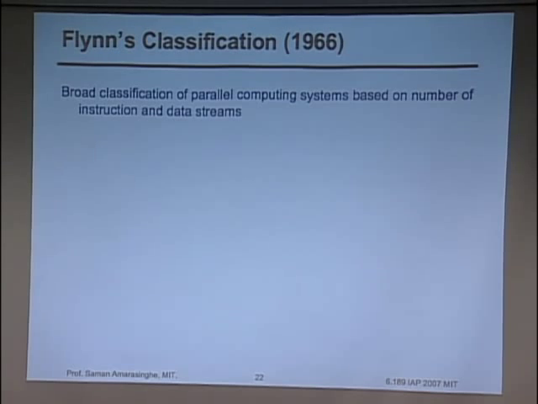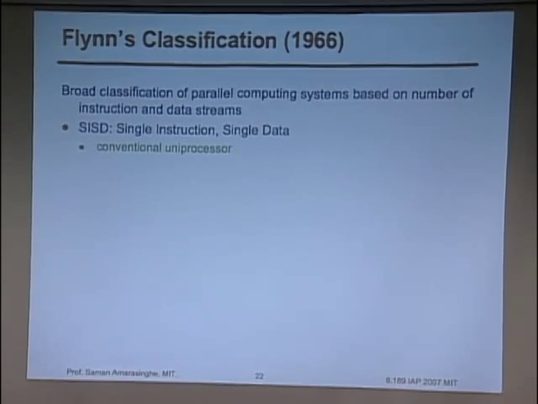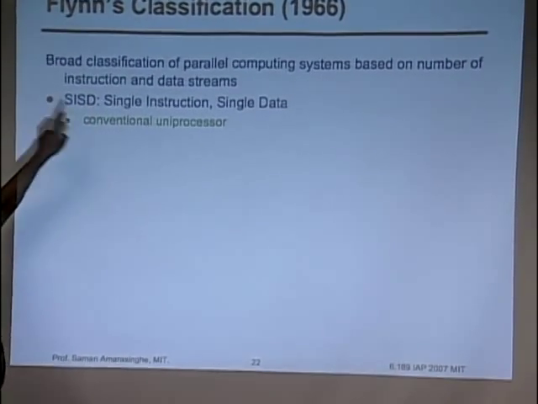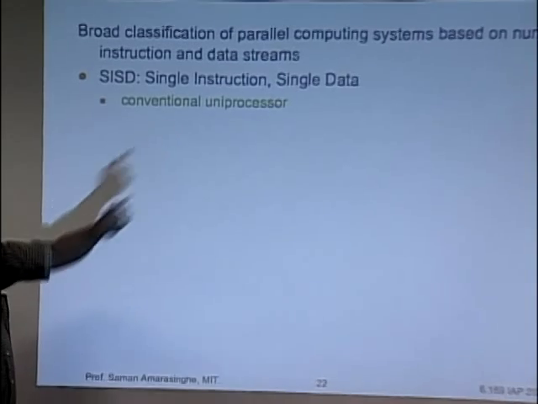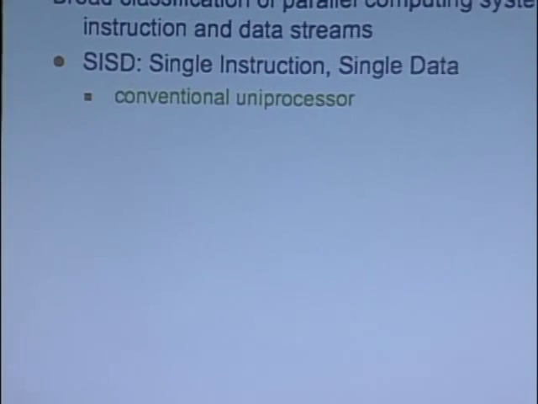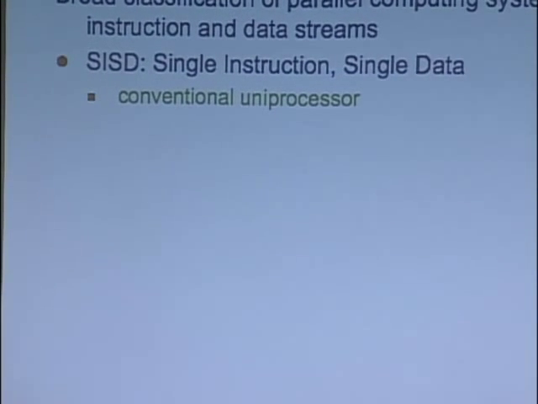So here's a classic classification of parallel machines. This was developed by Mike Flynn in '66. He came up with 4 ways of classifying machines. First, he looked at how instruction and data is issued. One is single instruction, single data. There's a single instruction given each cycle, and it affects a single data. This is your conventional uniprocessor.